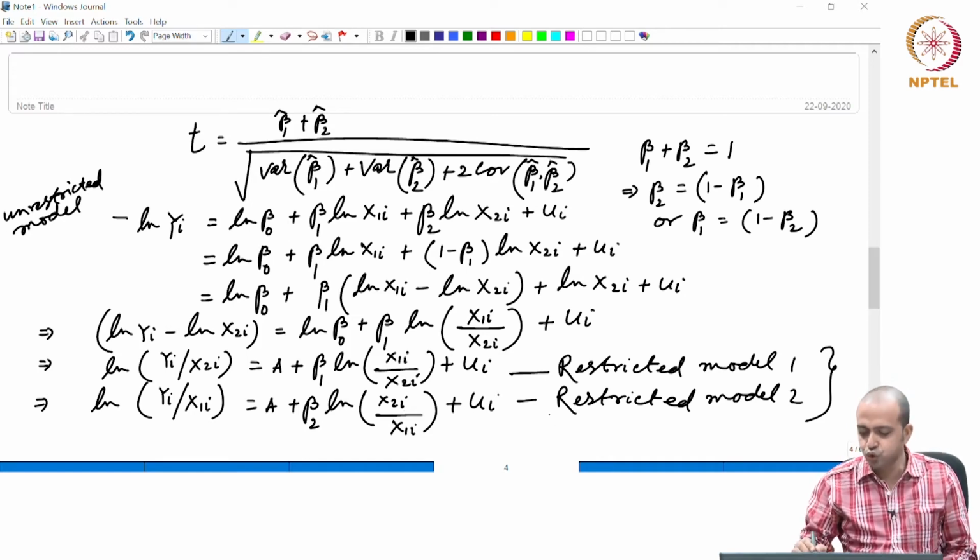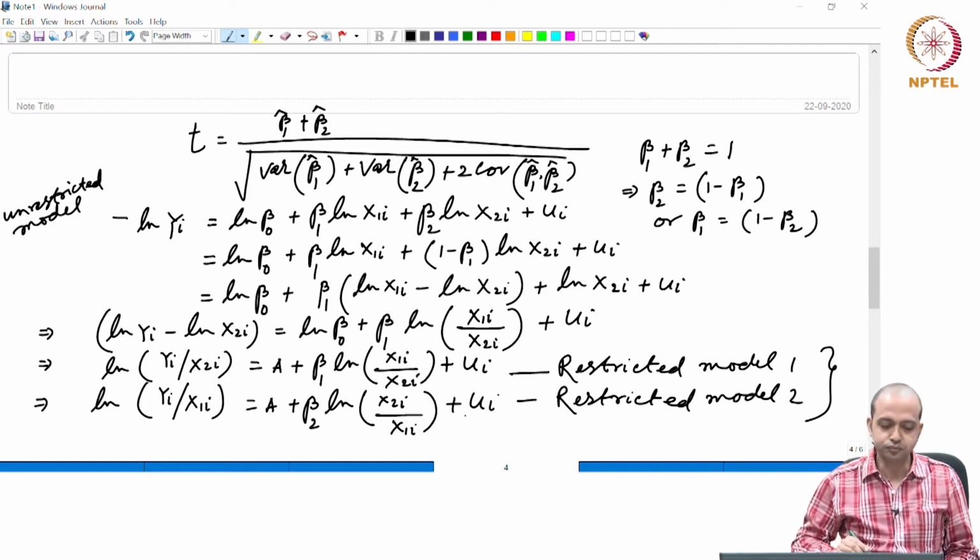So, you can get both versions, not a problem from the econometric point of view. Either you can substitute beta 2 for beta 1 or beta 1 for beta 2. What I am saying is that restricted model 2 is more appealing for the economist and more used in the literature compared to restricted model 1.